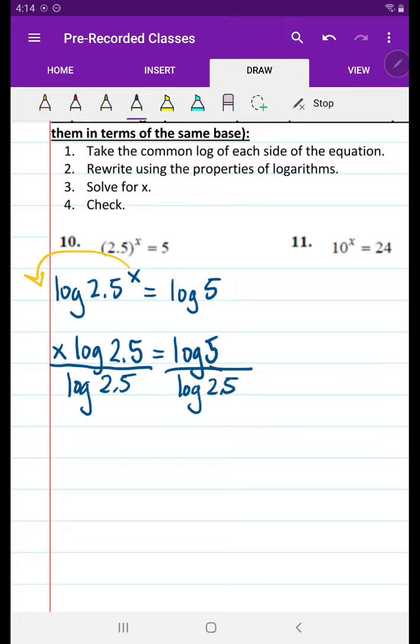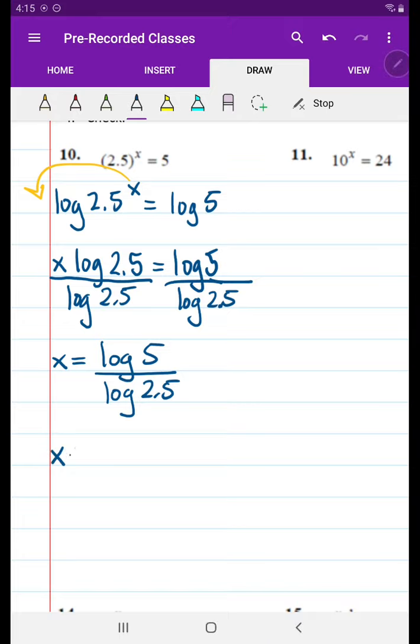Right, so if I divide both sides by log of 2.5, I'm going to get x is log 5 over log 2.5. And now this is something that you can plug into your calculator. So if I do that, I'm going to do log 5, close the parentheses, divided by log of 2.5, close the parentheses. Okay, so remember to be careful with those parentheses. And I'll get x is 1.756. And that's it, and we're all done.